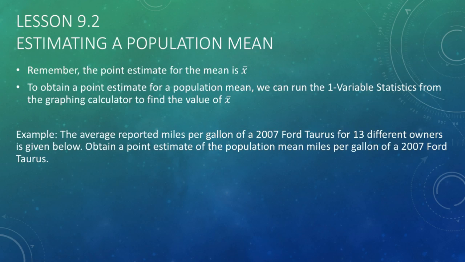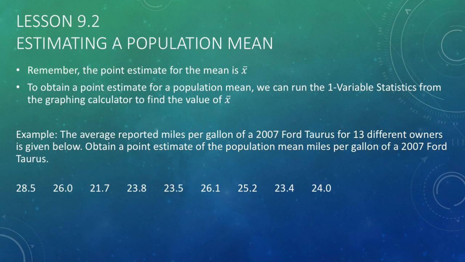So for example, we have the average reported miles per gallon of a 2007 Ford Taurus for 13 different owners given below. We want to obtain a point estimate of the population mean miles per gallon of a 2007 Ford Taurus. All it means when it says point estimate is x bar, because it's an estimate of the population mean using a sample. So the mean for a population is mu, and the corresponding point estimate is x bar.